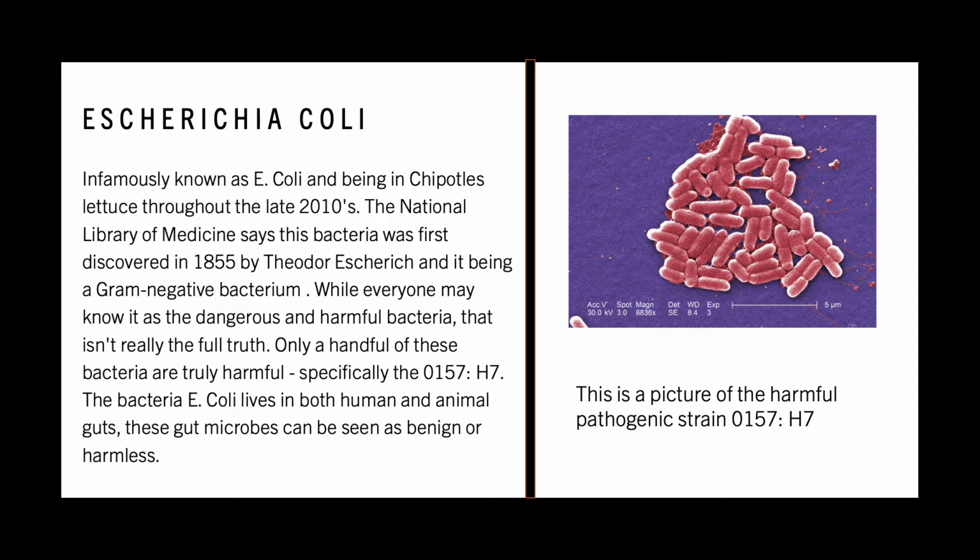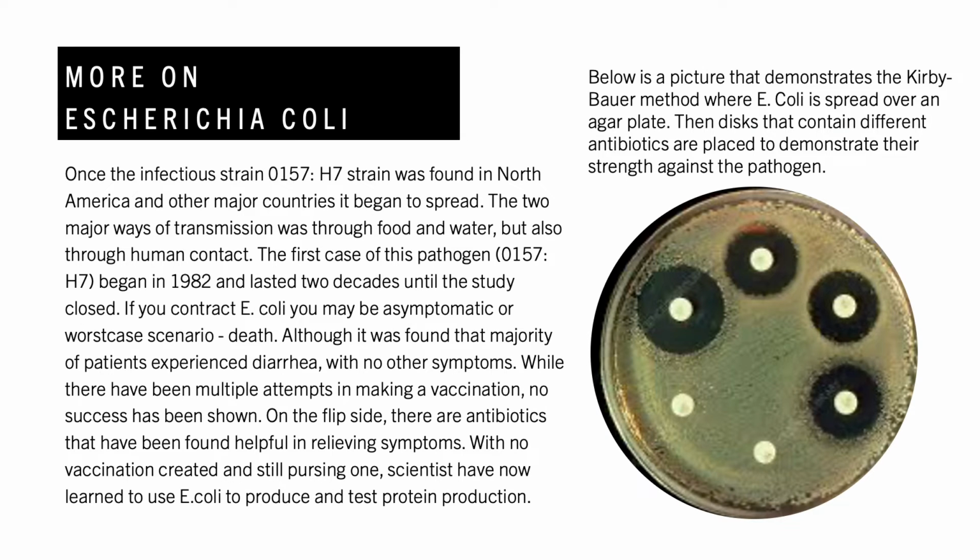The bacteria E. coli lives in both human and animal guts. These gut microbes can be seen as benign or harmless. To the right is a picture of the H7 strain of E. coli. As we further talk about E. coli, once the infectious strain of H7 was found in North America and other major countries, it began to spread. The two major ways of transmission were through food and water, but it was also found through human contact.